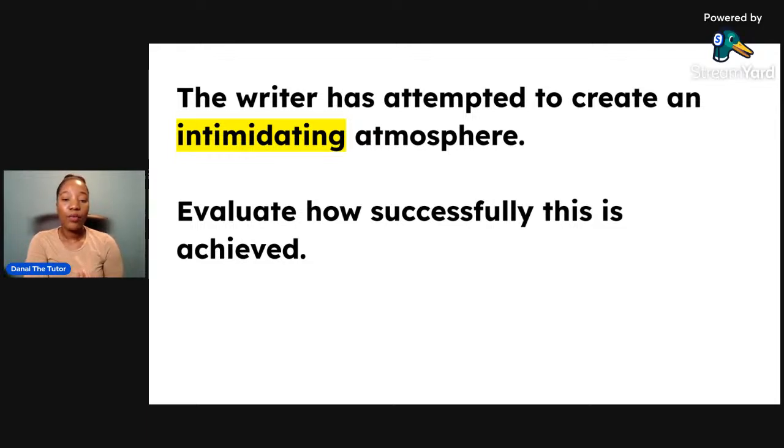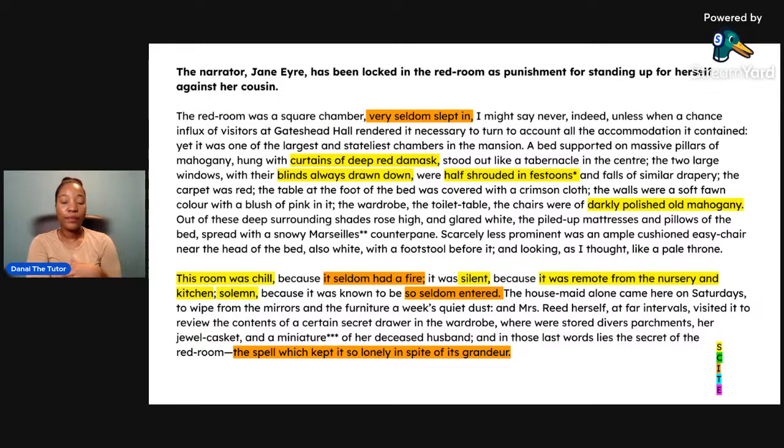So if we think about the text, I've highlighted some examples in the next slides. Like I said, we've got this repeated idea: very seldom slept in, it seldom had a fire, so seldom entered. So we could even say that's a theme because it's repeated.